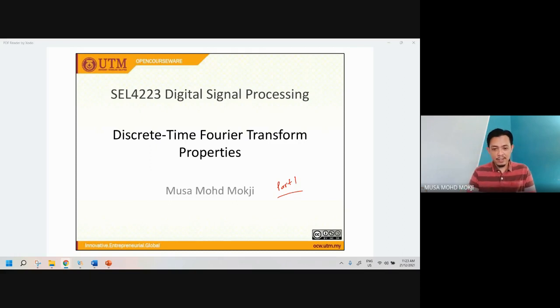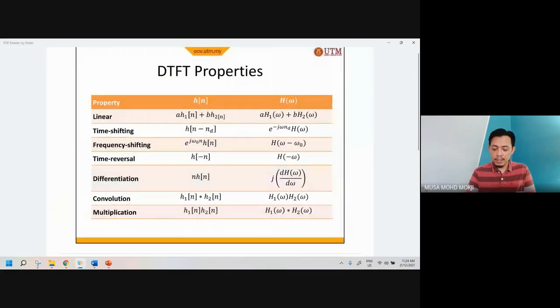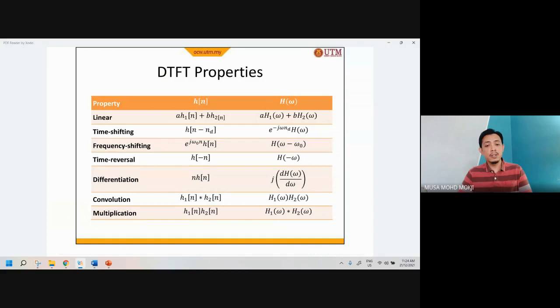Okay, so let's continue to our class. This week, we will cover the discrete time Fourier transform properties. So this is the table. You have seen this kind of table before for the Z transform. It is almost the same because DTFT is actually just a subset of the Z transform. So what we do here is just change the notation so that it becomes a DTFT.